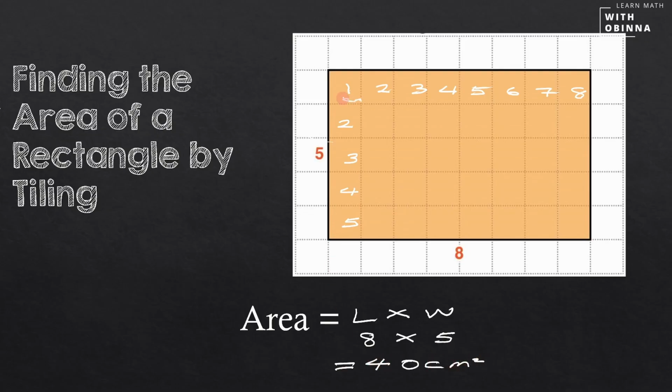Considering that each of these squares is 1 cm, we can also find the area of this rectangle by addition, by counting the total number of squares that are contained inside this rectangular shape.